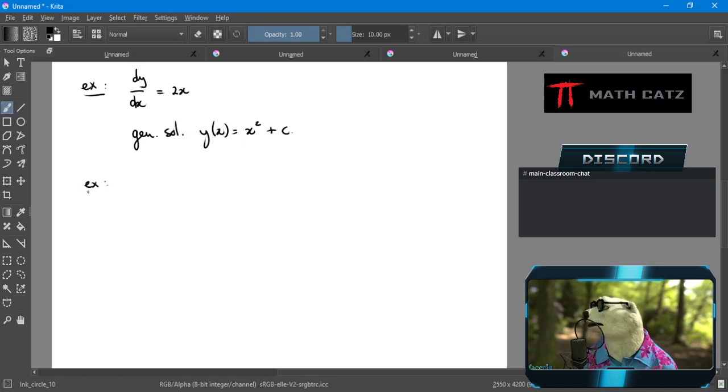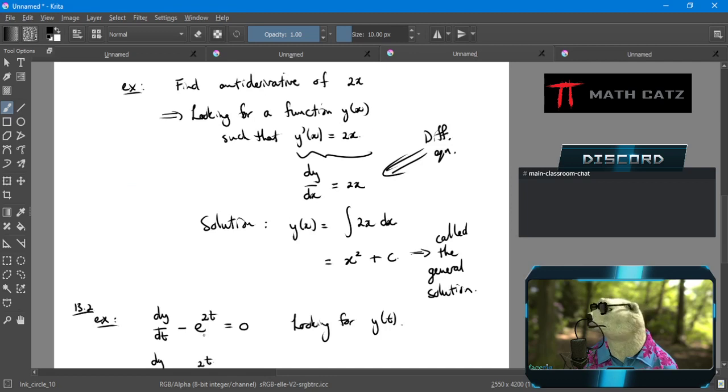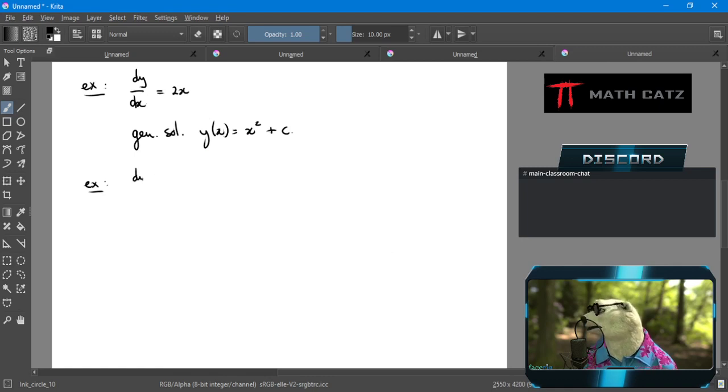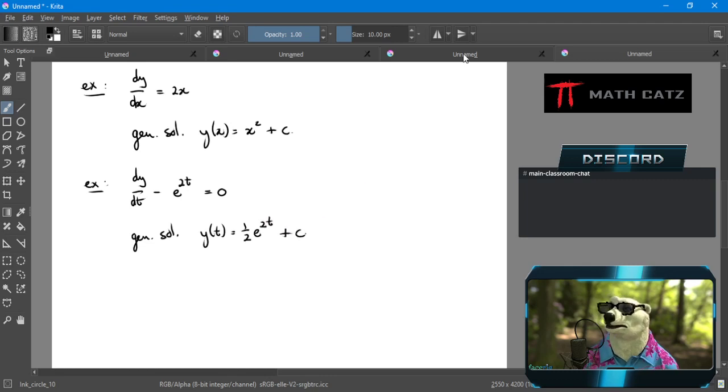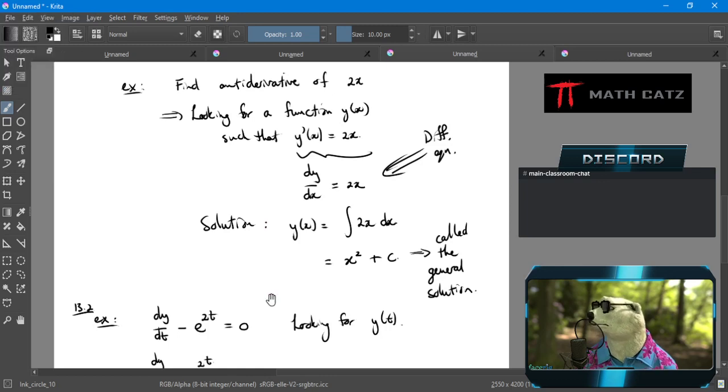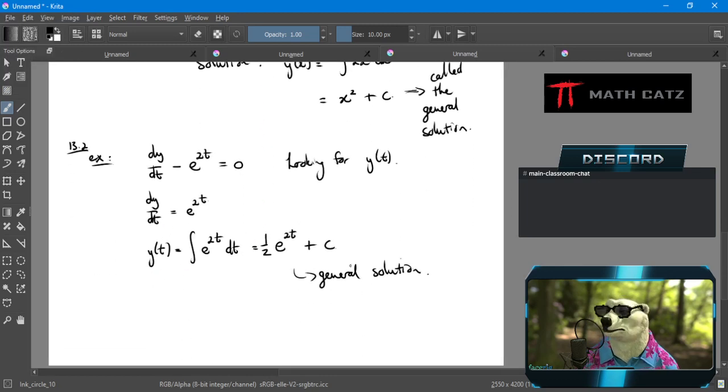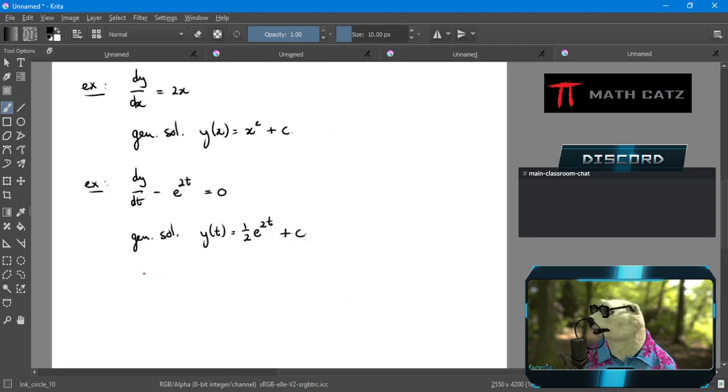All right. Our other example was over here at the bottom, dy/dt minus e to the 2t equals 0. Our general solution was y of t equals 1/2 e to the 2t plus c, which we did by our normal antiderivative procedures. And then up here we had one more example.